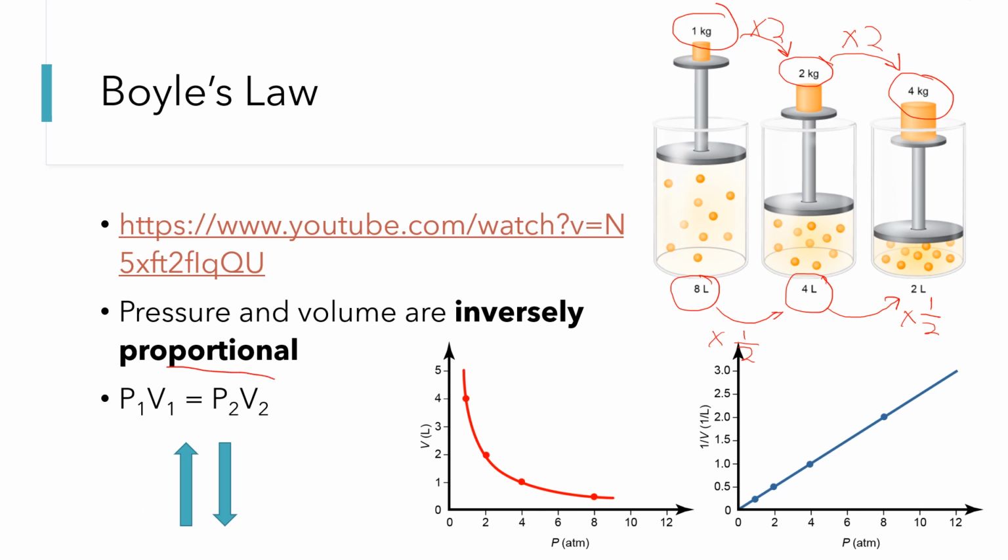So from analyzing all of this data, in the end, what we get is an equation that says P1V1 equals P2V2. So P and V stand for pressure and volume, and the 1s and the 2s stand for your initial set of conditions and then your final set of conditions.